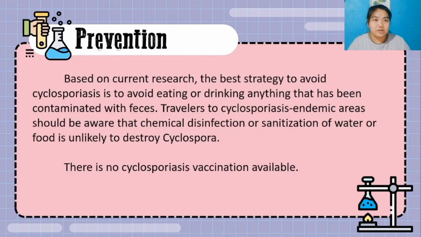So next is the prevention and control. Based on current research, the best strategy to avoid cyclosporiasis is to avoid eating or drinking anything that has been contaminated with feces. So travelers to cyclosporiasis endemic areas should be aware that chemical disinfection or sanitation of the water or food is unlikely to destroy the Cyclospora. So there is no cyclosporiasis vaccination available yet.